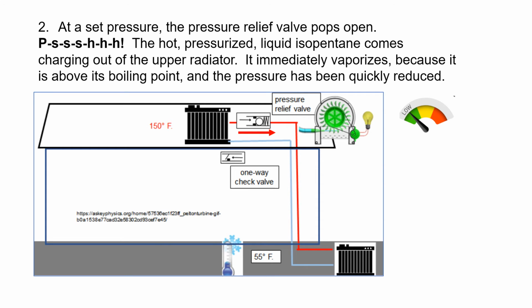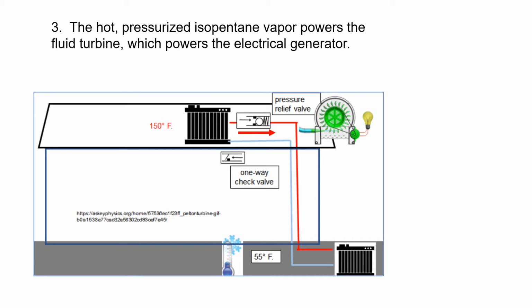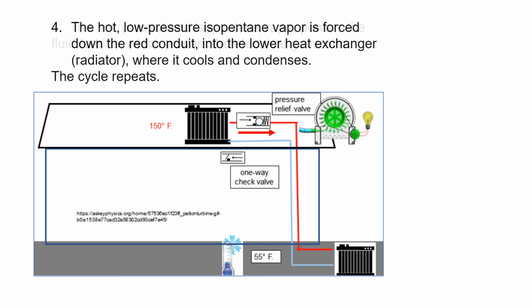The hot, pressurized liquid isopentane comes charging out of the upper radiator. It immediately vaporizes because it is above its boiling point and the pressure has been quickly reduced. The hot, pressurized isopentane vapor powers the fluid turbine, which powers the electrical generator. The hot, low-pressure isopentane vapor is forced down the red conduit into the lower heat exchanger or radiator where it cools and condenses, and the cycle repeats.